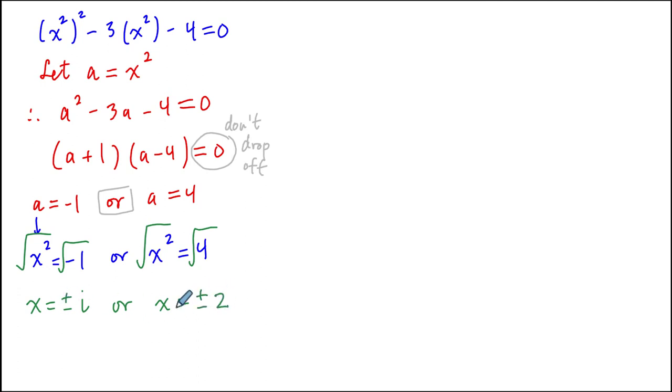So altogether we have 4 different solutions, but as a polynomial function or graph, we would only have 2 x-intercepts, and those x-intercepts would be at negative 2, 0 and 2, 0. There would be no x-intercepts coming from the non-real roots.